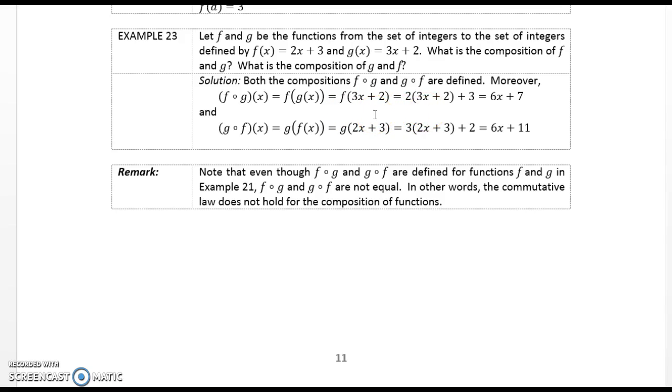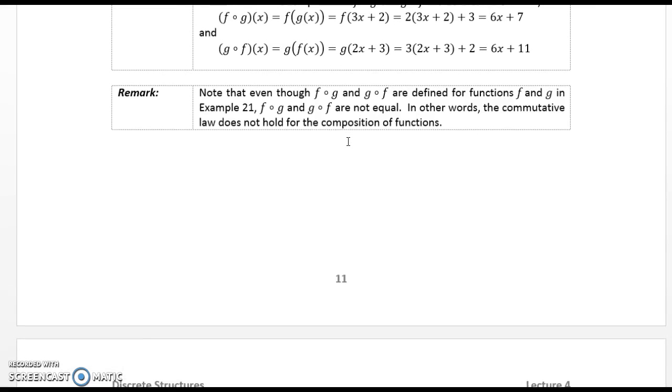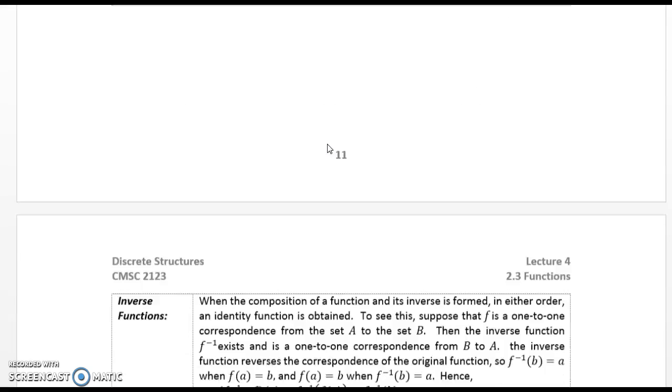g of f of x is equal to g of the quantity 2x plus 3, which is equal to 3 times the quantity 2x plus 3, plus 2, which is equal to 6x plus 11. Note that even though f composition g and g composition f are defined for functions f and g in example 21, f composition g and g composition f are not equal. In other words, the commutative law does not hold for the composition of functions.